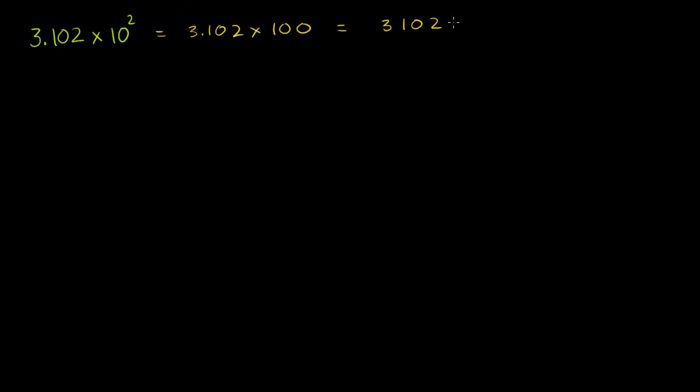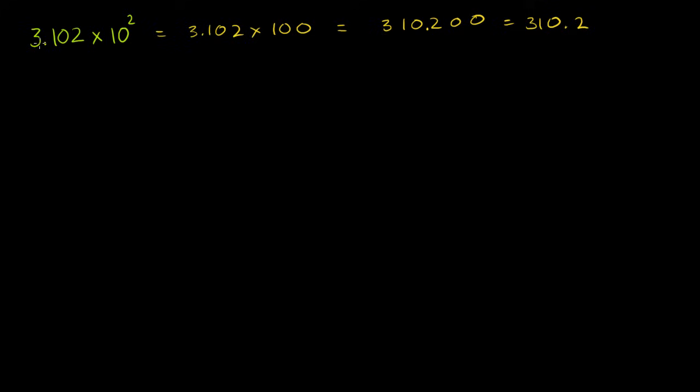which means if you multiply 3.102 times 100, it'll be 3102 with 2 zeros behind it. And then we have 1, 2, 3 numbers behind the decimal point. And that would be the right answer. This is equal to 310.2.